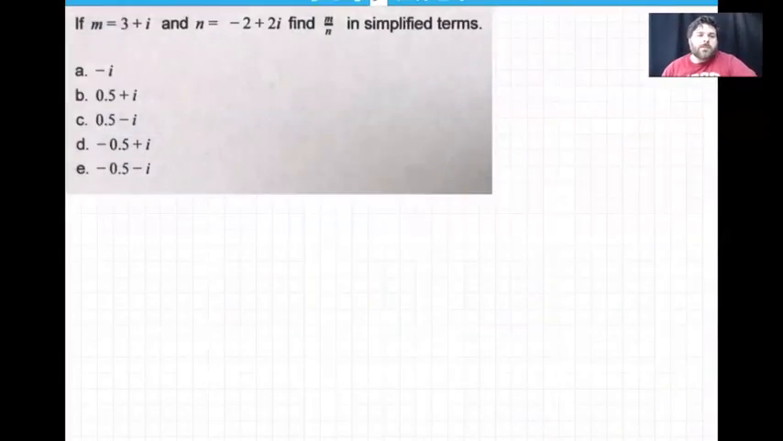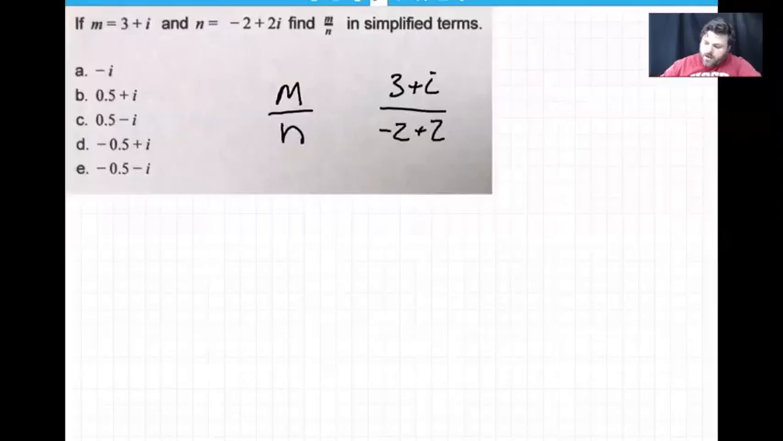Okay, if m is equal to 3 plus i and n is equal to negative 2 plus 2i, find m divided by n in simplest terms. All right, so we've got two complex numbers here, and it asks us to find m divided by n. So m divided by n is 3 plus i divided by negative 2 plus 2i.